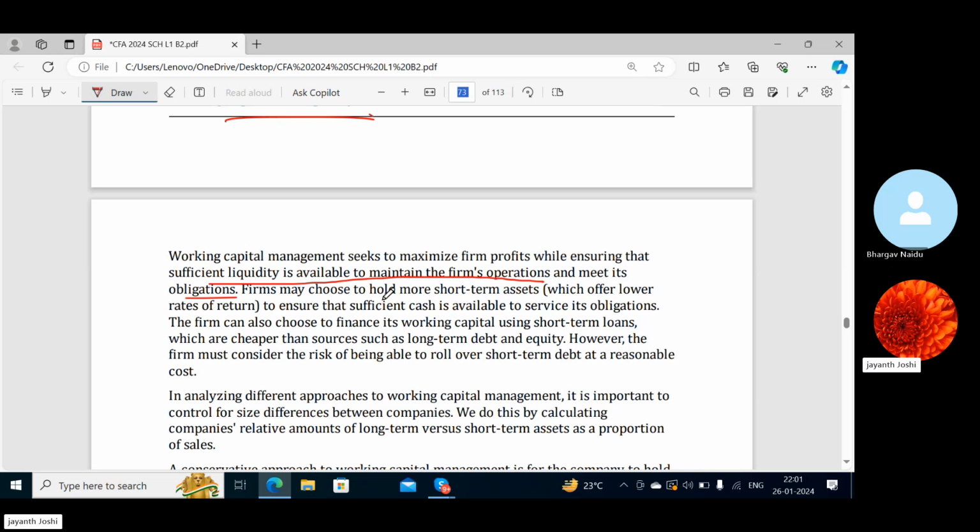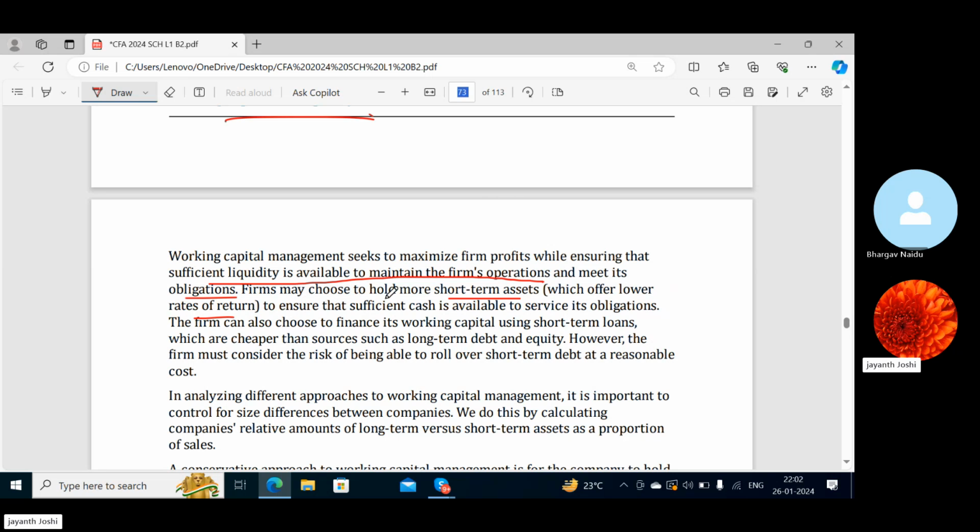So firms may choose to hold more short-term assets which offer lower rates of return to ensure that sufficient cash is available to service its obligations. So you may try to hold more short-term assets because they offer lower rates of return, right? Correct, because there is less risk in this. Long-term assets give you more returns over a longer period of time because the risk involved in them is high, because they are less liquid.